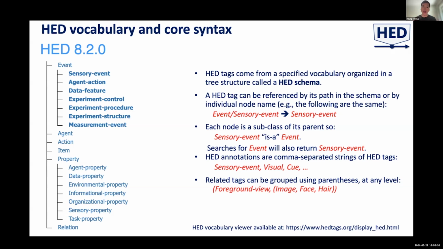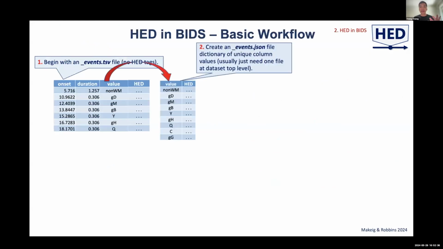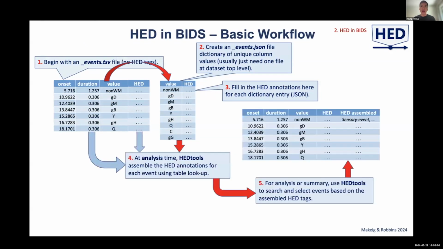And HED annotations are comma separated strings of HED tags, right? And then you can also group tags that relate to each other in parentheses, and that becomes a tag group in HED terminology. You already saw this slide from Kay. I just want to remind that the basic workflow to work with HED in BIDS is essentially, again, you have your events TSV file. You then create the events JSON file to describe the columns in the TSV. And then you fill in the HED annotation for each of the columns and the column values in the JSON file. And the analysis tools, the HED tools, will assemble the HED annotation for each event marker. And that becomes your entry point to later do downstream epoching analysis based on HED tags.